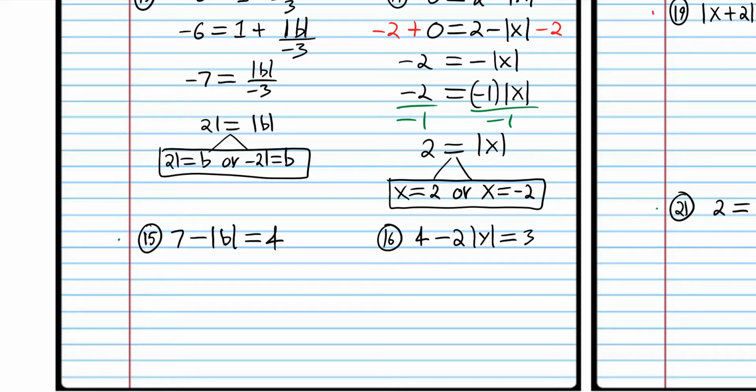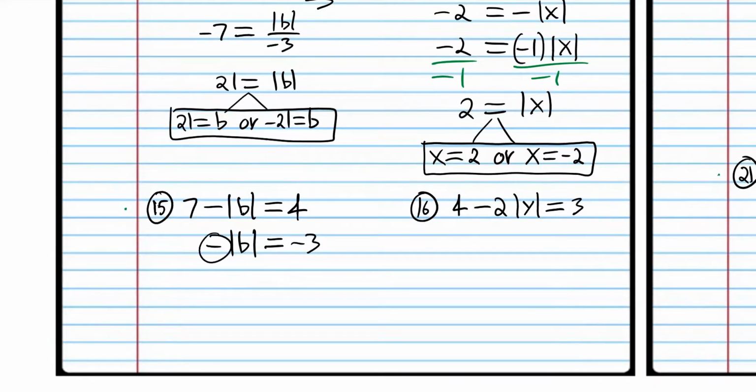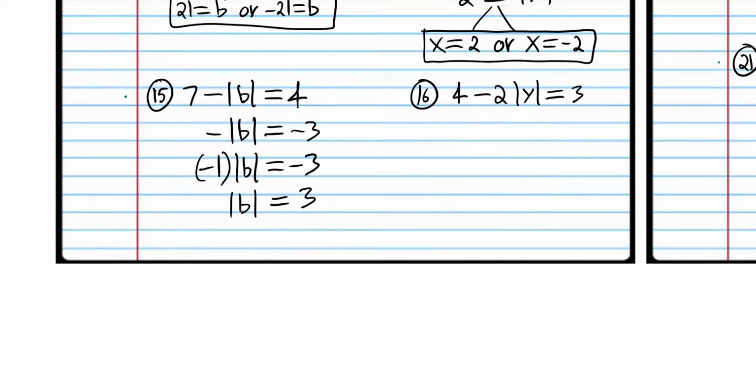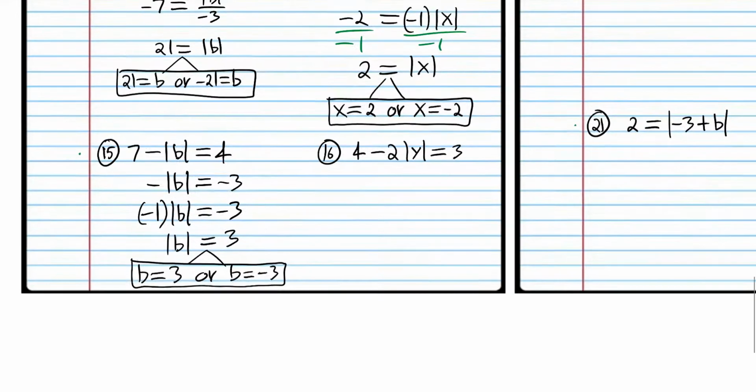All right, we're back. So you're going to subtract 7 from both sides, and we get -3. And that negative is still hanging out on that absolute value. So that's the same thing as -1 times the absolute value of b. Divide both sides by -1, and we get the absolute value of b is equal to 3. And then b is equal to 3, or b is equal to -3. So if you got those solutions, good job.